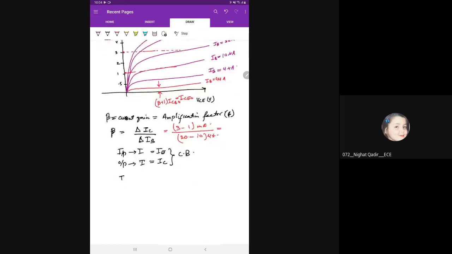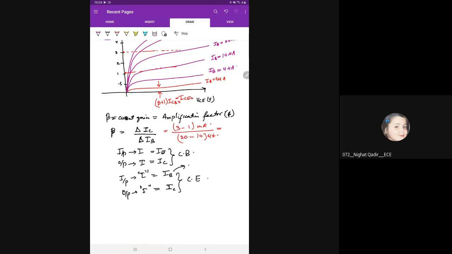But here the input current is IB, and the output current is IC. This is in common emitter configuration. And this one is smaller. Now see, above in common base, both were equal. IC is nearly equal to IE. Yeah, IE is nearly equal to IC.